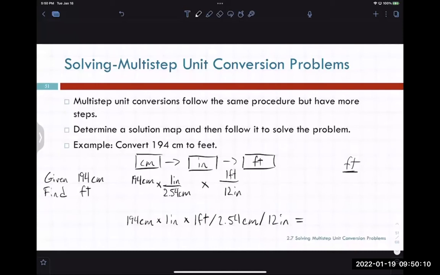There's a couple different ways you can do it though. Like last week, would you be able to multiply the bottom, then divide? Yeah, you could multiply everything on top, set that aside, multiply everything on the bottom, set that aside, and then do that final division. That works too. You could also do 194 times 1, then divide by 2.54, then multiply by 1 foot, then divide by 12 inches. It's confusing because there are too many ways to do it.